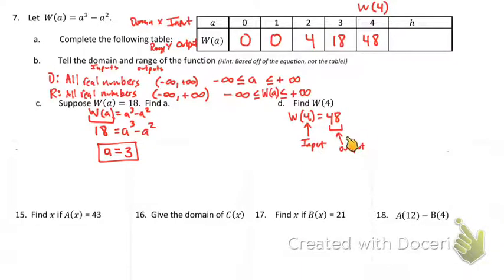So when my input was 4, looking at the function W, what was my output? It was 48. And vice versa. My output is this whole entire thing, so when my output was 18, what was my input? It had to be 3. We got that from the table.